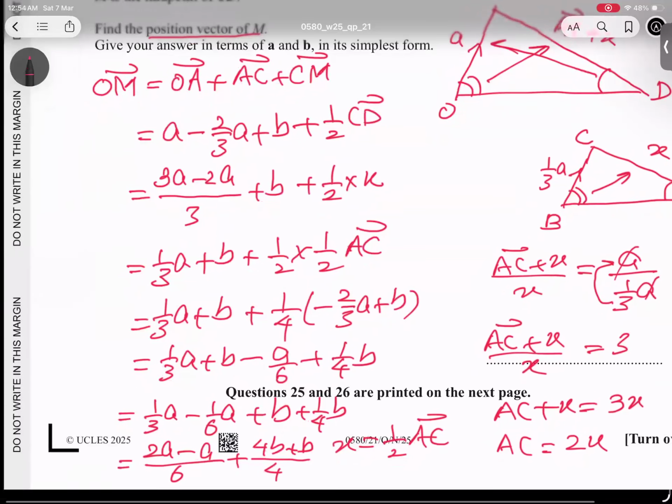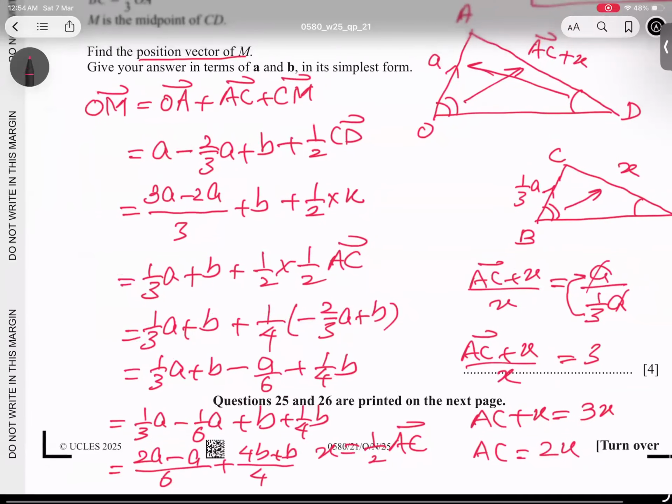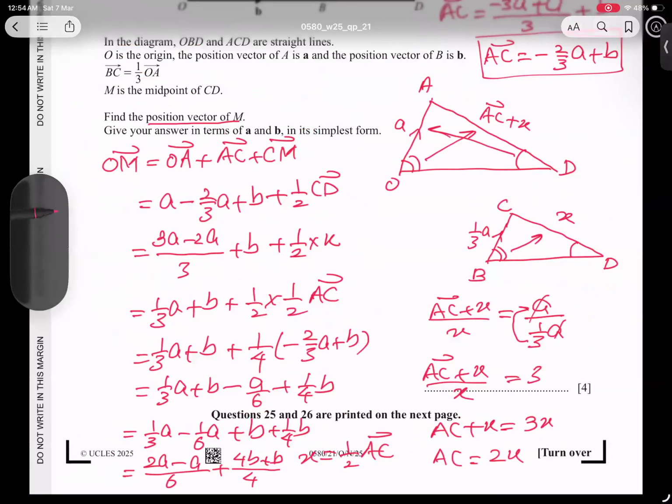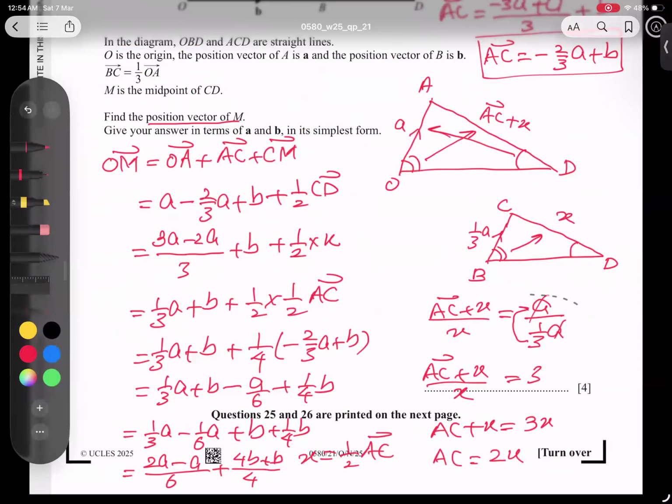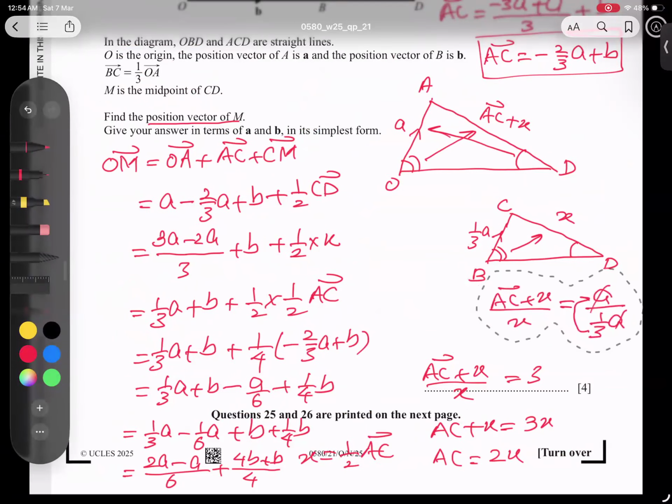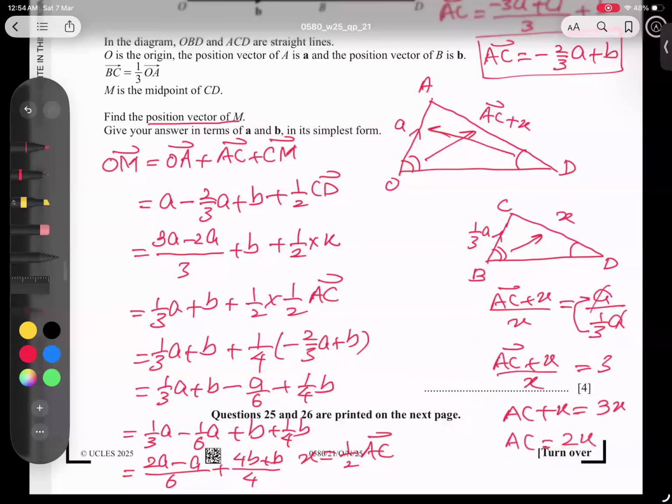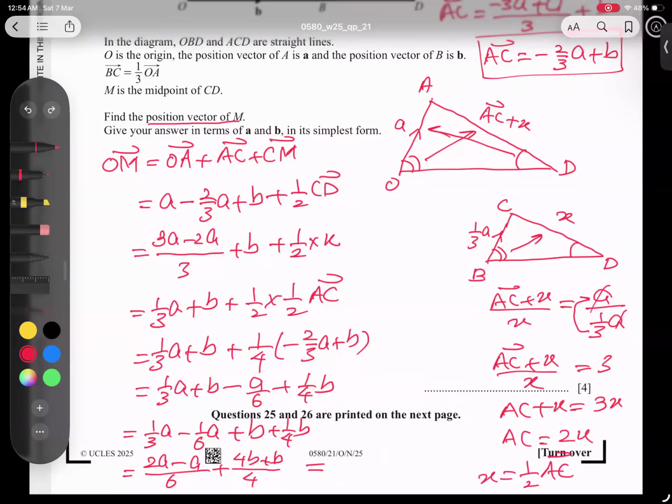Alhamdulillah. Space is the only problem. One minute, please. Let me shift some values. We have another way also, but I have selected this way because I believe it is a bit easier for you to understand. Anyway, I'm writing finally here, out of 2a gone, I got 1 over 6a. 4 plus b becomes 5b, 5 over 4b. And this is my final answer.